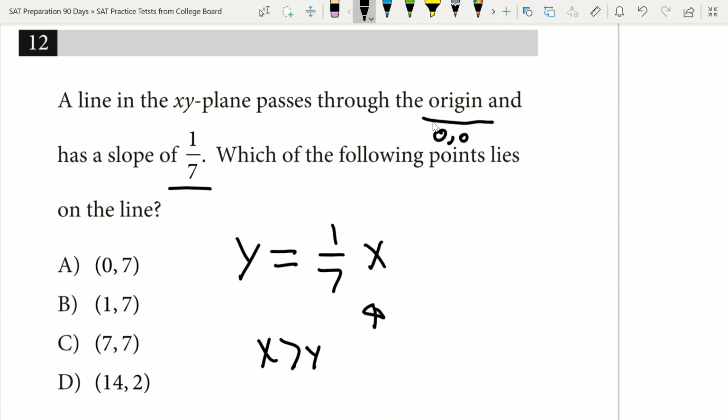So x has to be equal to 7 times y, right? So x has to be greater than y. So just looking at options A through D then, which is the only answer in which x is greater than y? Well, there's only one answer in which x is greater than y, and that's answer D. So D has to be your correct answer.